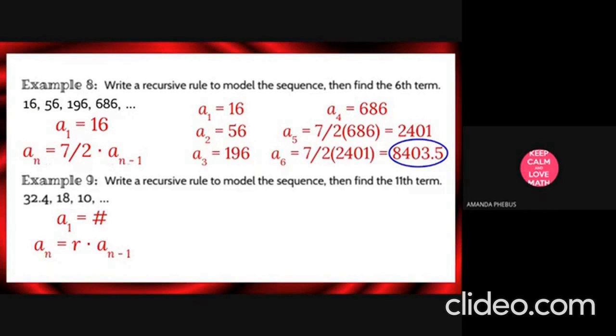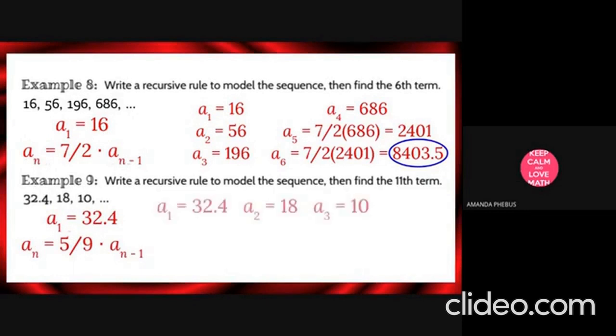So we're going to write a recursive rule to model the sequence. We know a sub 1 is 32.4. And, well, it's kind of hard to tell what our common ratio is. So I'm going to stick in my calculator 18 and divide it by 32.4. And when I do that, I get 5/9. It's like 0.5 repeating. If you want to call it 0.56, you can. Definitely give a couple decimal places. The more places that you give, the more accurate your answer, right? You don't have as much of a rounding error.